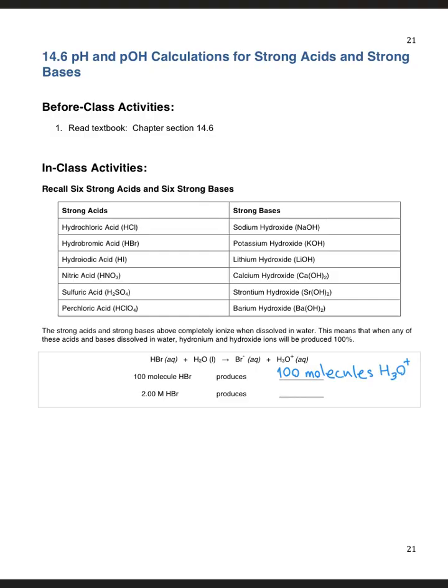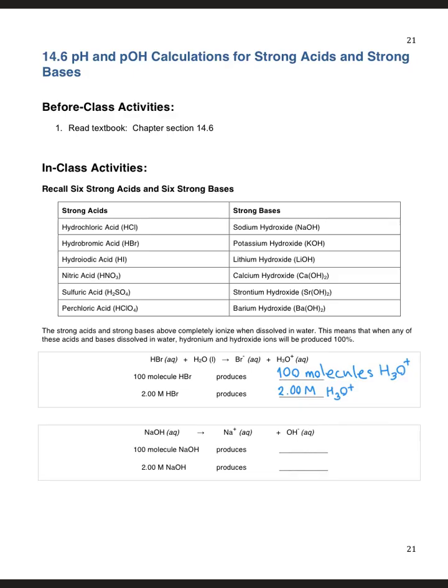You can apply the same idea to molarity as well. Molarity is the unit of moles in a liter. So that means if this solution is in the same volume, or in 1 liter, we can say that every 2 moles of hydrobromic acid in 1 liter would also produce 2 moles of hydronium ions in 1 liter as well, or 2 molar. The same concept will also apply with the strong base, such as sodium hydroxide.